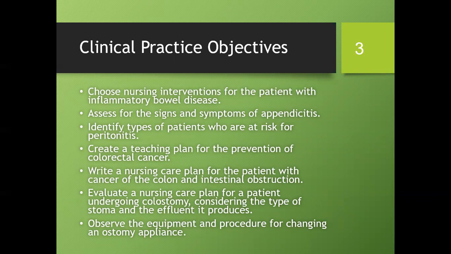Evaluate a nursing care plan for a patient undergoing colostomy, considering the type of stoma and the effluent it produces, and observe the equipment and procedure for changing an ostomy appliance. Of course, when we're looking at the word assessment, we can substitute it for evaluate. And for writing a nursing care plan, let's revise a nursing care plan to stay within the scope of the PN.